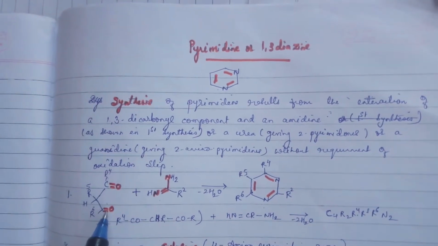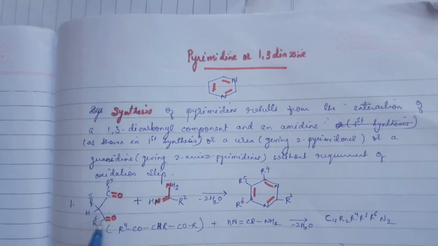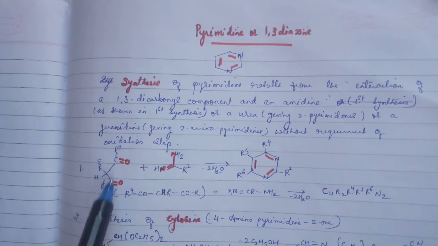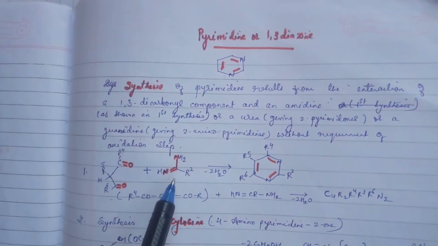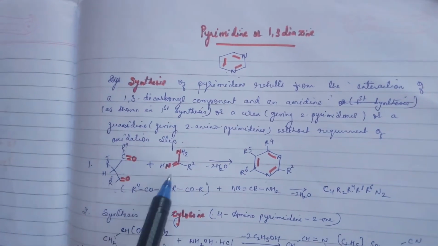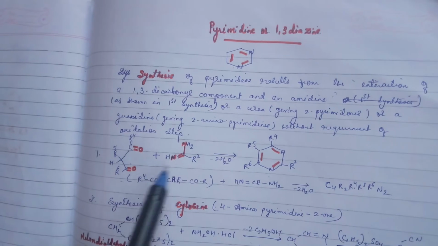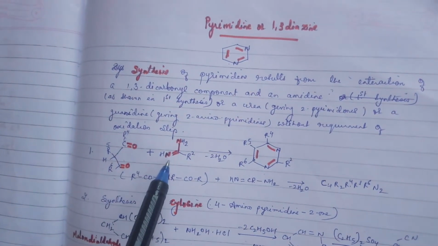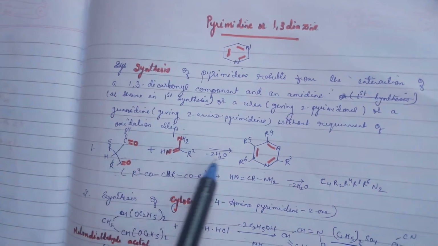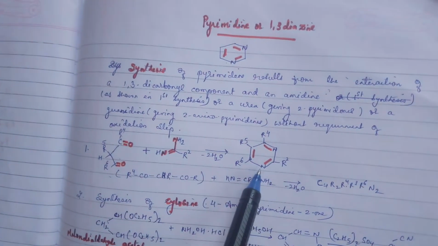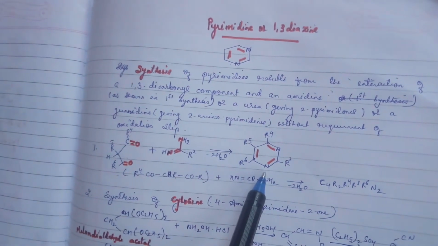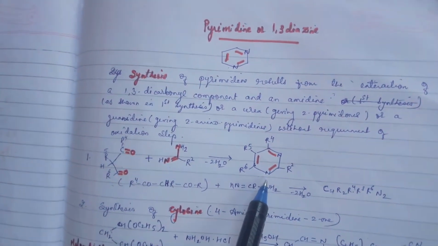This is the first synthesis. Here you can see I have taken amidine, this is the 1,3-dicarbonyl, and this reacts with the amidine. It's a condensation reaction, the reaction of carbonyl with an ammonia derivative, the same mechanism as we have studied already, and it will combine together to form this 1,3-diazine ring, that is also called the pyrimidine ring.